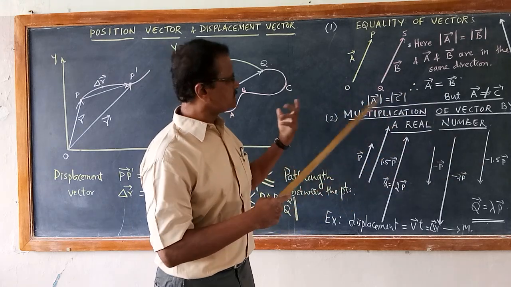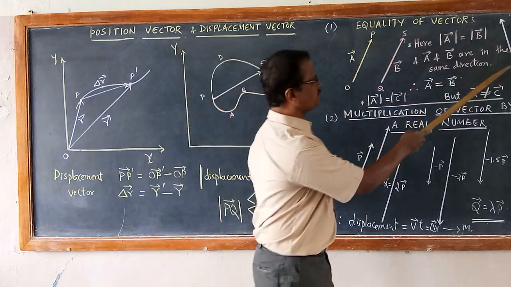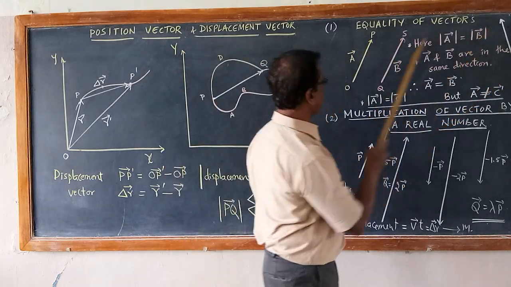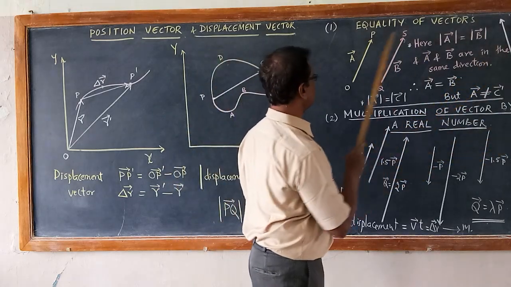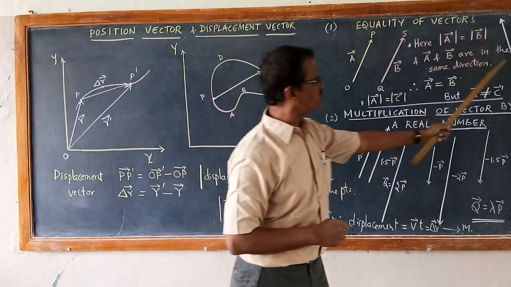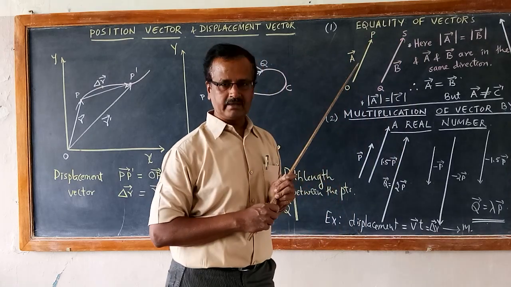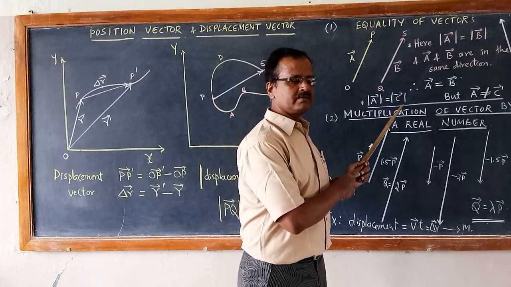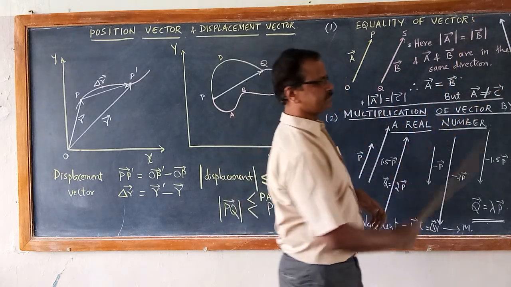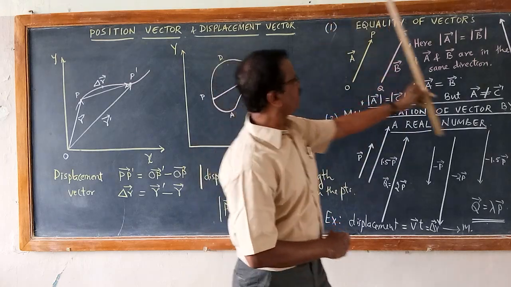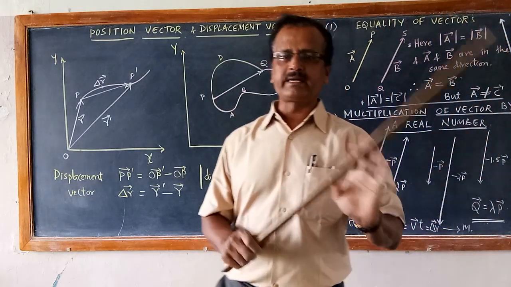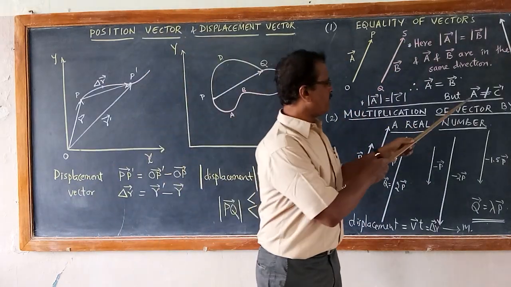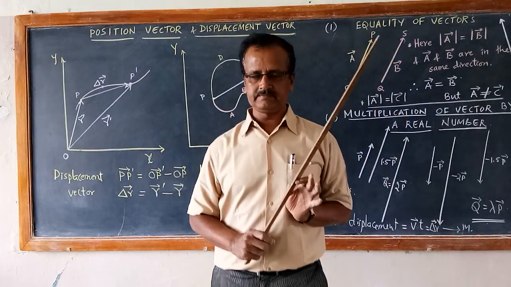Now you see the second case. There is a third vector C. Can you see here? Its length is also the same as that of B, or the same as that of A. The length of C is equal to the length of A, that is, the magnitude of A is equal to the magnitude of C. But you see the direction of this vector. This is directed in this way and this is directed in this way. Therefore, vector C and vector A are not in the same direction. Therefore, vector A is not equal to vector C.